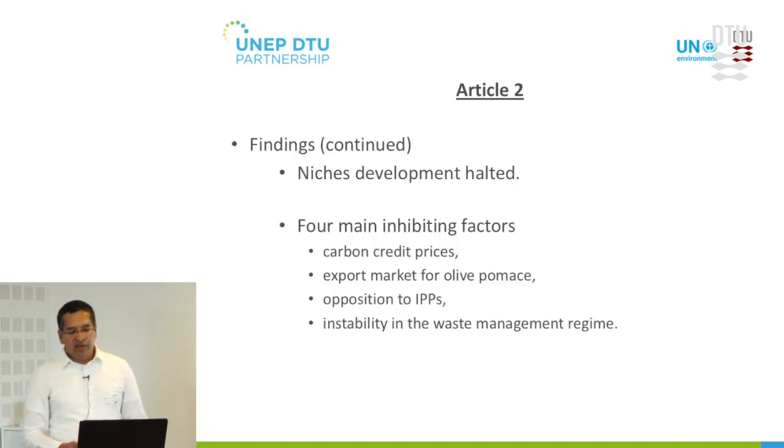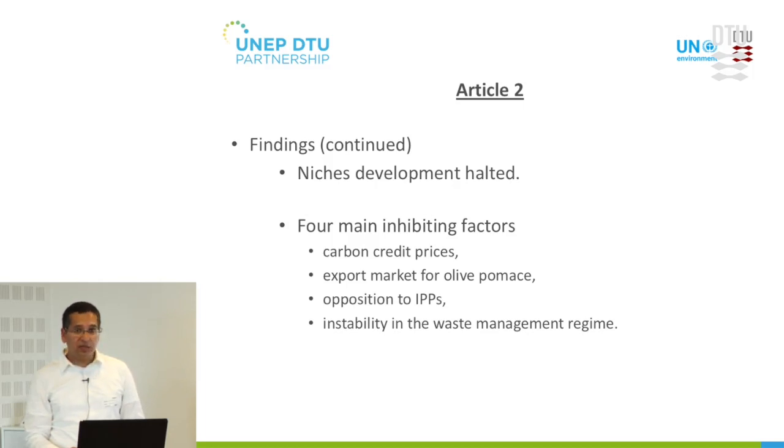The paper further revealed that the development of those niches was erratic, expanding and contracting depending on contextual conditions. Their development was halted before creating a significant impact, with most niches not even manifesting tangibly. And further analysis revealed 4 main inhibiting factors. Firstly, the crash of carbon prices prompted cement companies to reassess their interests in investing in CDM-related projects.